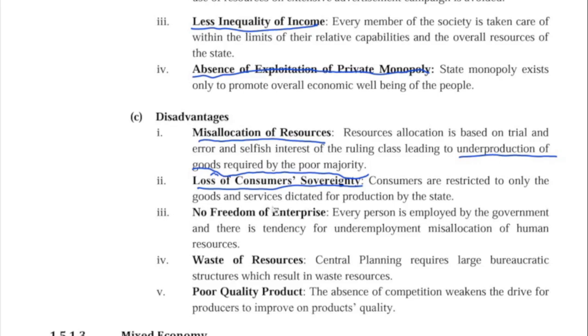So there's loss of consumer sovereignty, you are restricted, because the government is the one dictating what is to be produced. The goods and services to be produced, and what they produce is what you buy. Are you getting my point? So there is loss of consumer sovereignty.